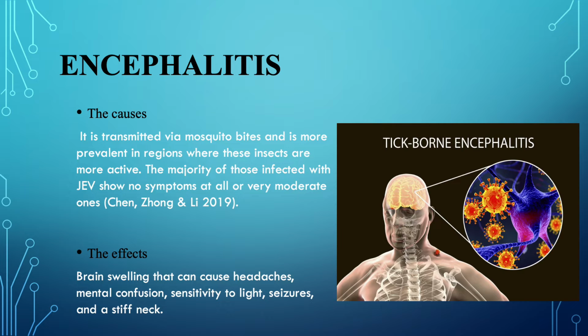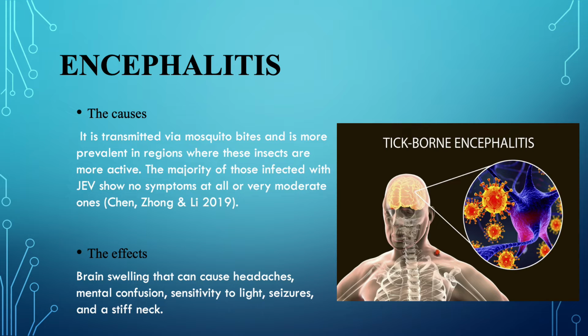The majority of those that do get infected with JEV thankfully show no symptoms at all or very moderate ones. So, how in the world are we getting encephalitis? This is coming through mosquito bites, and it's more prevalent in regions where these insects are more active. The human infection is usually asymptomatic, but it may cause serious illness or death in very rare cases. Another great thing is that it's not contagious between humans or animals.